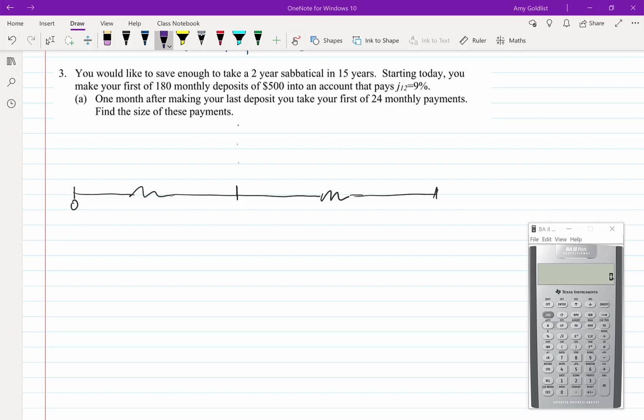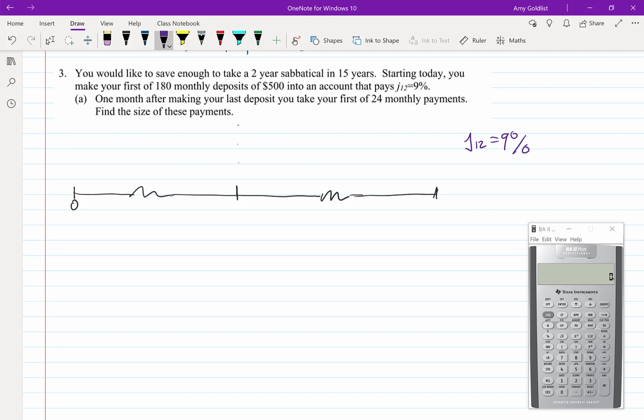Question 3. You would like to save enough to take a 2-year sabbatical in 15 years. Starting today, you make your first of 180 monthly deposits of $500 into an account that pays J12 equals 9%. One month after making your last deposit, you take your first of 24 monthly payments. Find the size of these payments.